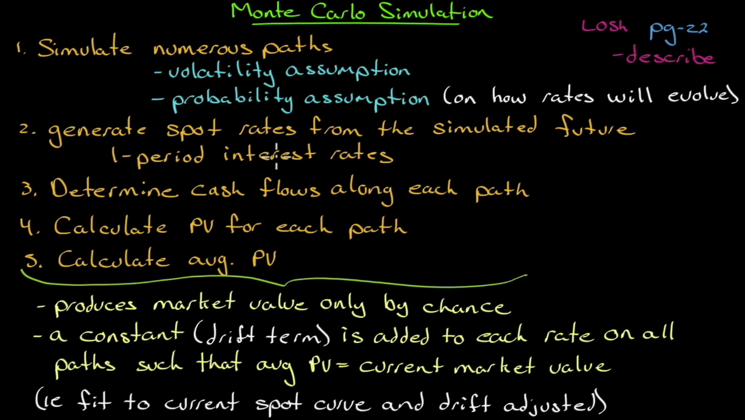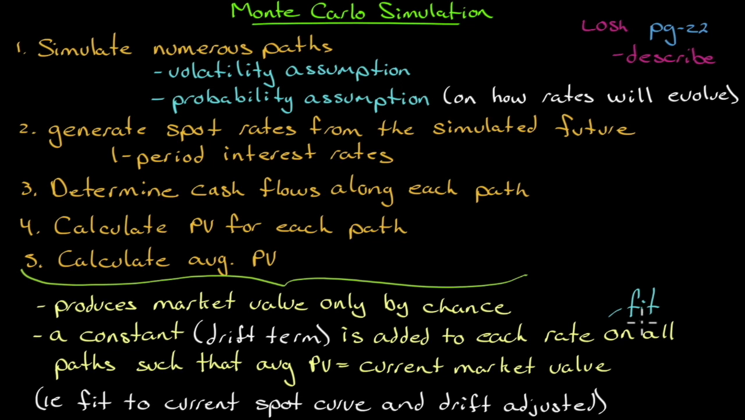Because we're not using the current spot rates, we're using the simulated spot rates. This is an important point. The average present value that we calculate will produce a market value only by chance. So we add a constant, something called a drift term. A constant is added to each rate on all the paths such that the average present value now equals the current market value. In other words, we fit whatever we get to the current spot curve.